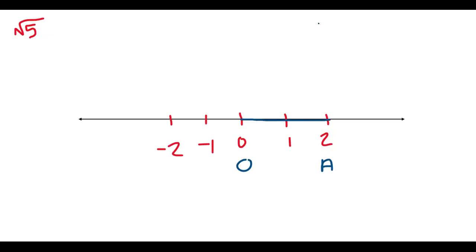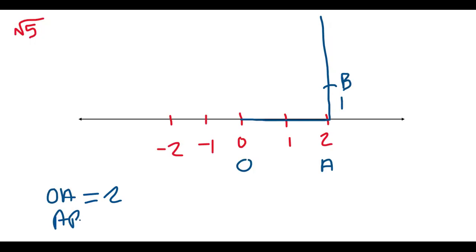At point A, we will draw a perpendicular using a protractor, and we will cut an arc at a distance of 1 centimeter here. So this is equal to 1, and we can mark this point as B. So we have OA equal to 2 and AB equal to 1. Now we will join OB.